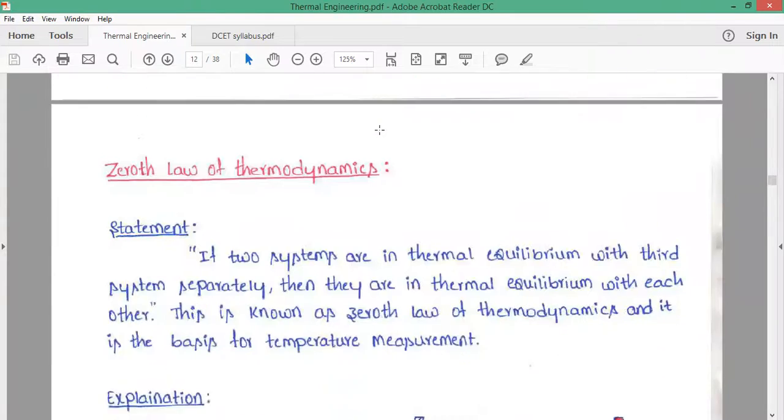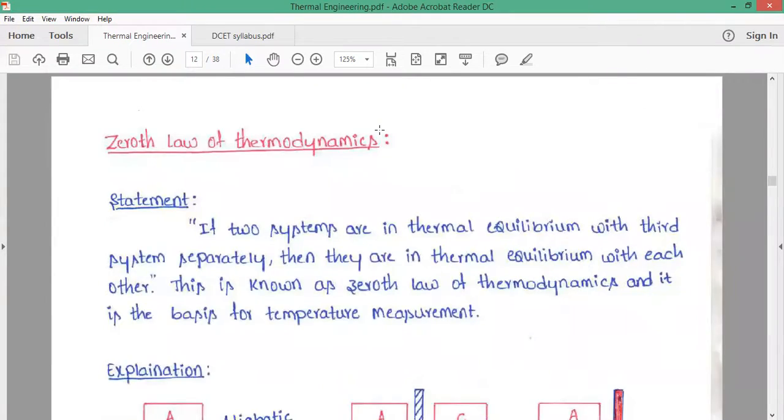Now, with this knowledge of the diathermic wall and adiabatic wall and the concept of equilibrium, let us go for one of the famous laws of thermodynamics, that is the zeroth law of thermodynamics. This zeroth law forms the base, the reference, for the measurement of temperature. Now let us discuss the statement first.